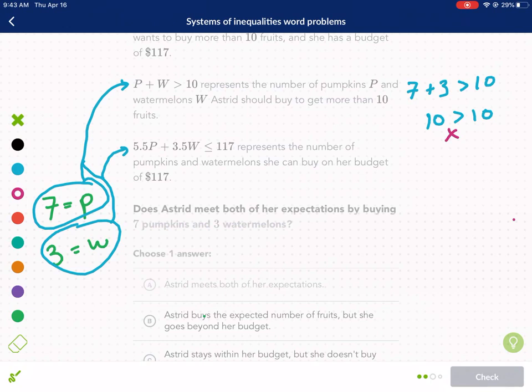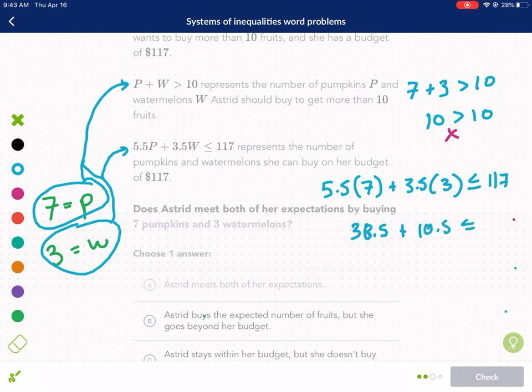Okay, now let's look at our second one, because we're going to have to know for both. So we do 5.5 times P, which is 7, plus 3.5 times W, which is 3, and we're going to see if that's less than or equal to 117. Okay, so I'm going to go ahead and get my calculator out to help me with this. 5.5 times 7 gives me 38.5. We're going to add that to 3.5 times 3. That gives me 10.5. And we're going to see if that's less than 117. It's obviously less than 117. Okay, by how much? 49. It's definitely less than or equal to 117.